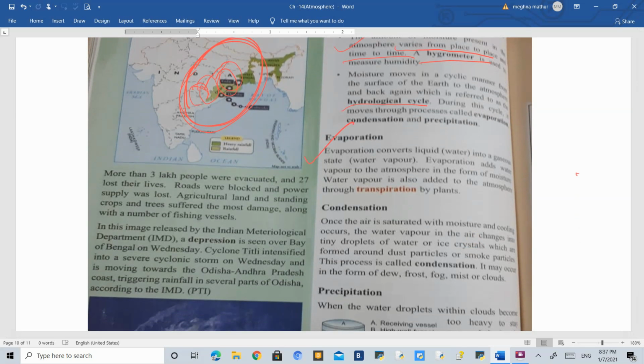Another important thing is transpiration. The process in which water is evaporated from the leaves and branches of the plant is called transpiration. Okay.